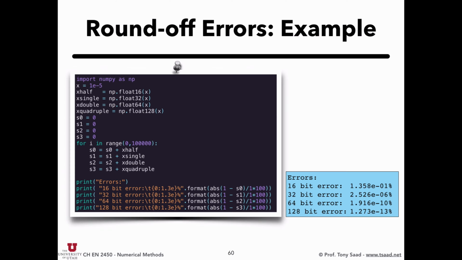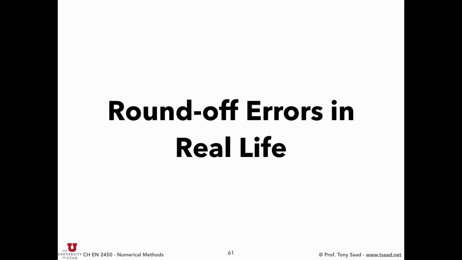Summing this number over very large quantities, so 100,000 times, returned an error of 10 to the minus 1% for the 16-bit calculation. For 32 bits it was 10 to the minus 6, and smaller. Now, this may not be a large error, but it could cause a significant issue, as we will see in the next example. So round-off issues are actually a real problem, and here's one great example, a sad example for that matter, about a real situation that happened in the 90s.